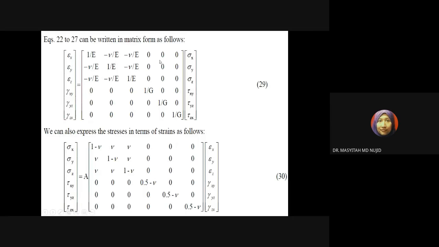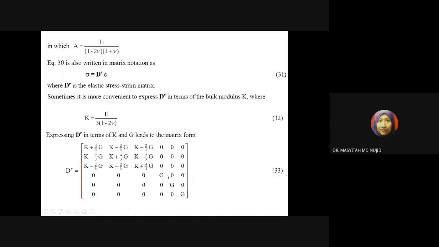Okay, this is when we apply the stress-strain relation in matrix form, for example, where we have the Poisson's ratio, we also have the Young's modulus, and we also want another modulus. We call it the shear modulus. Also, we can express the stress in terms of strain as follows. So this will be the easier way to represent the stress-strain relation, where A is equal to E over (1 plus nu) times (1 minus 2 nu). Also, in matrix notation, it can be written by this equation 31.